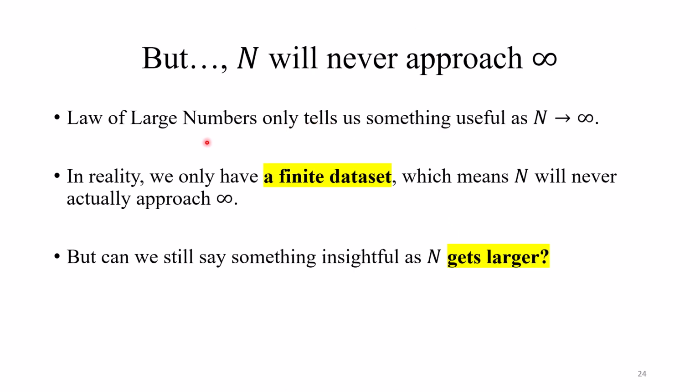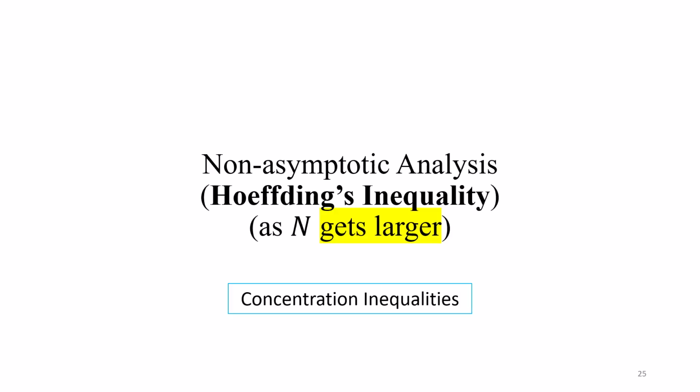But the law of large numbers only tells us something useful as n approaches infinity, which means the dataset has to be of an infinite size. But that's not really going to happen in real life, so can we still say something useful or insightful as n gets larger, rather than asserting that it has to go to infinity? And this is where non-asymptotic analyses could be potentially useful. So the inequality that we're trying to discuss here is called Hoeffding's inequality. It's a particular type of concentration inequality.